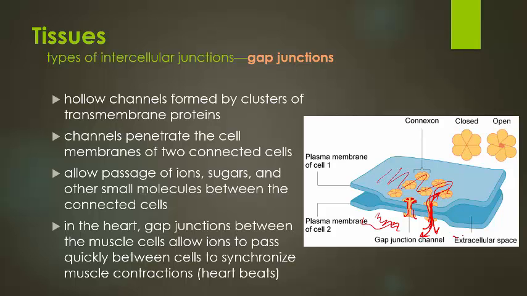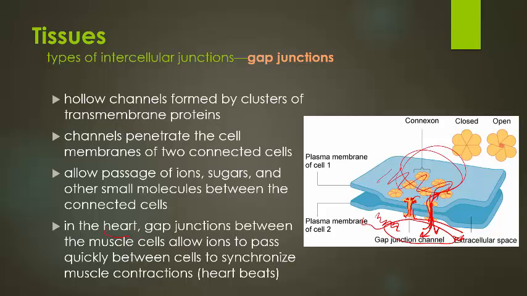So here's the cytoplasm of the second cell. One great place we see gap junctions is in the heart. Gap junctions in the heart allow the interior of the muscle cells in the heart muscle to communicate with each other so that ions can pass quickly between the cells, causing the first muscle cell to contract, and the ions pass through, and that stimulates a contraction right next door. These happen super quickly, and they allow the heart muscle to synchronize its contraction.